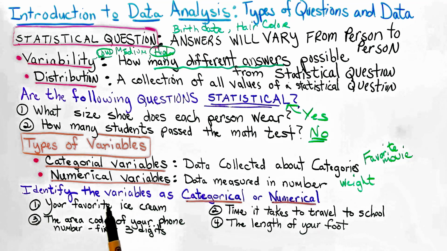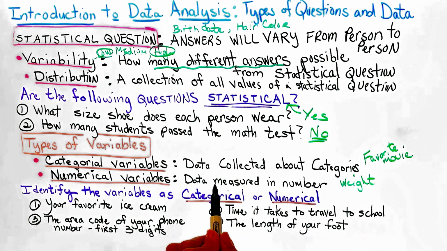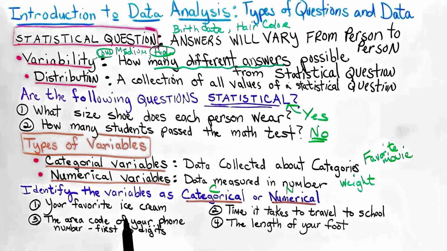So it says identify the variables as categorical or numerical. All right, well, your favorite ice cream. And I'm just going to use a C for categorical and an N for numerical. So your favorite ice cream, well, that definitely is like your favorite movie. So that's categorical. The time it takes to travel to school. That variable is going to be different for everyone, but see this word time? So we know that this one is numerical.